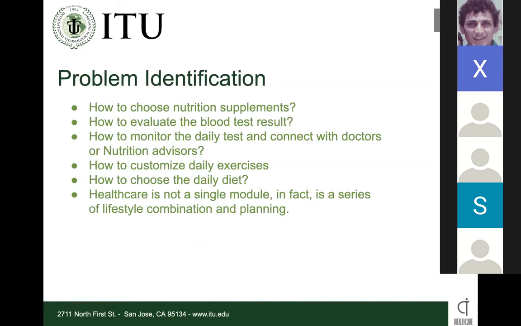So, going to our problem identification, we separate it into 6 problems. First is how to choose nutrition supplements. Second is how to evaluate blood test results. Third is how to monitor the daily test and connect with a doctor or nutrition advisor. Fourth is how to customize daily exercise. Fifth is how to choose the daily diet, and the last one is healthcare. We think it's not a single module, but in fact a series of lifestyle combination and planning.